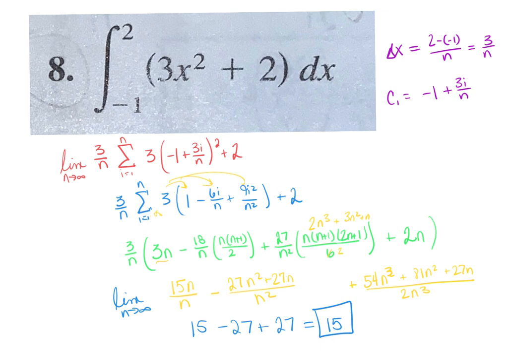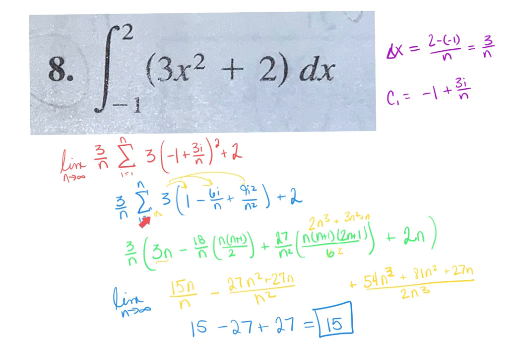I need to simplify this first. This is what happens when you FOIL it. So FOIL this group first. -1 times -1 is +1. -1 times that is -3i over n, minus 3i over n. You get -6i over n. Then this times this is 9i squared over n squared. This blue right here is just what happens when you FOIL this group. I just FOILed it, two parentheses: first, outer, inner, last. Then I distributed the 3 through.